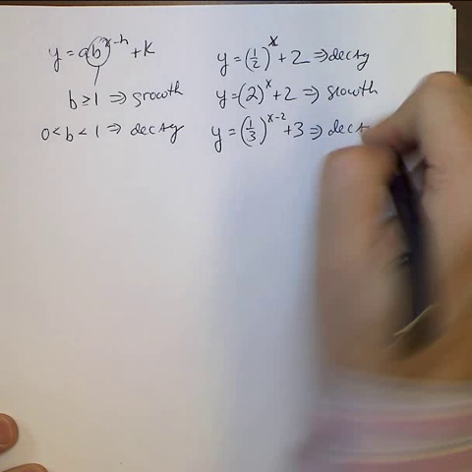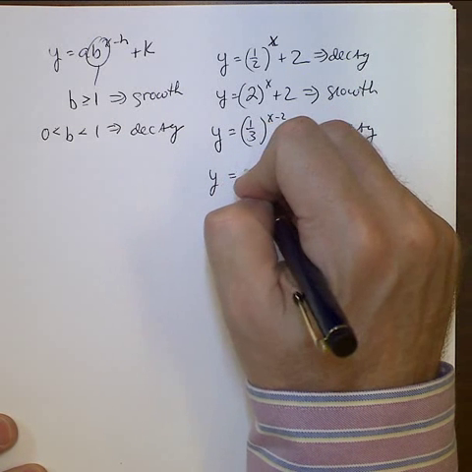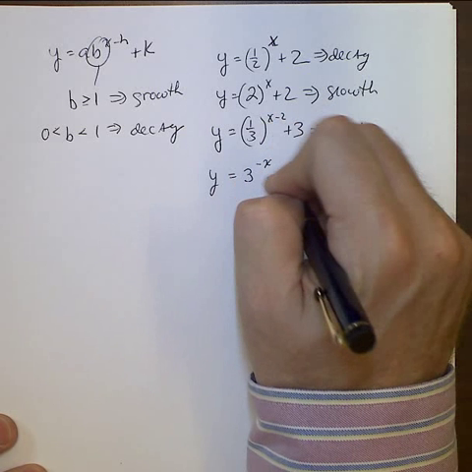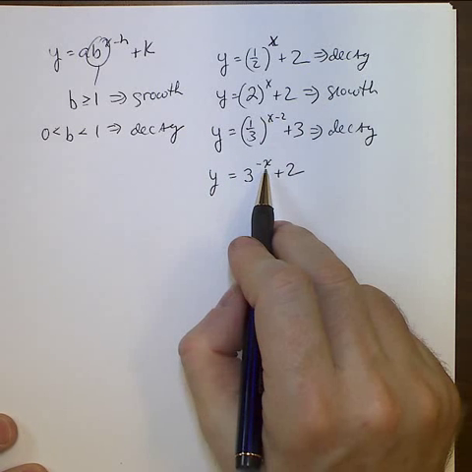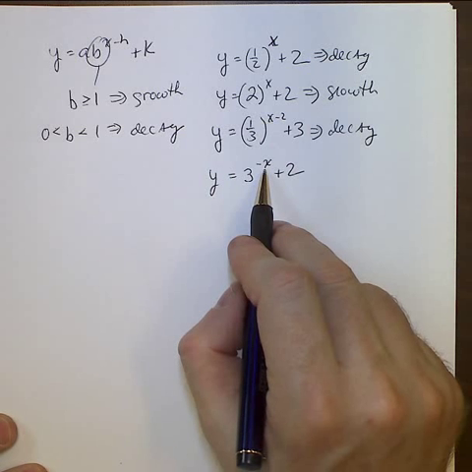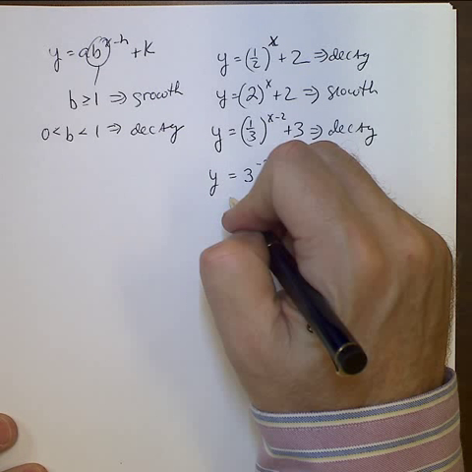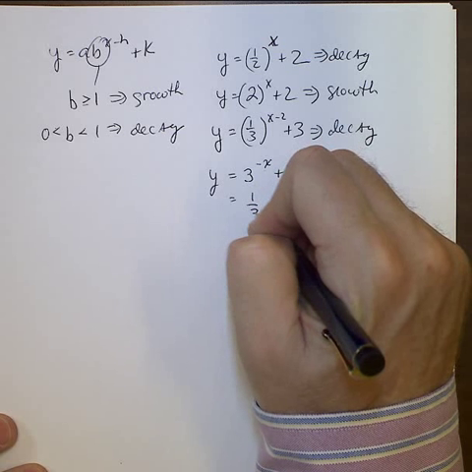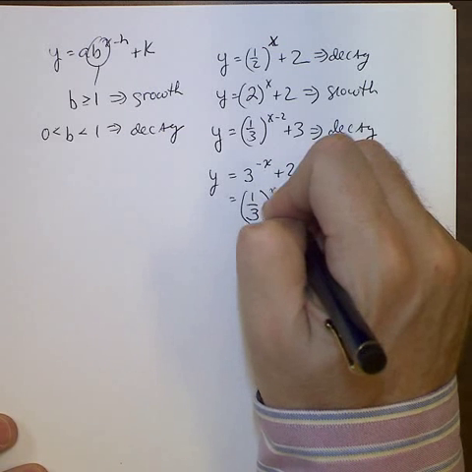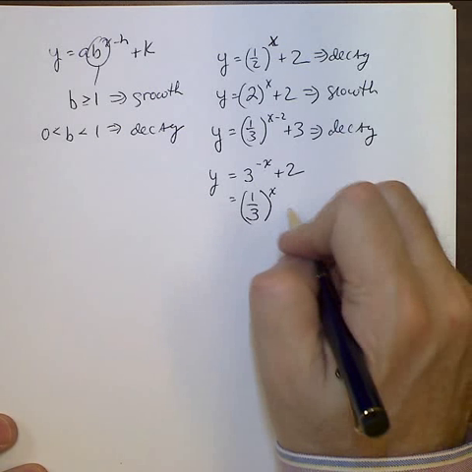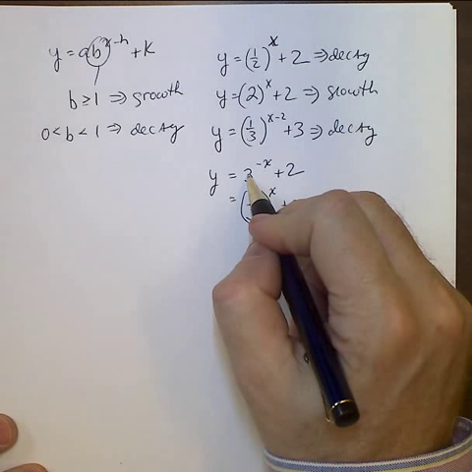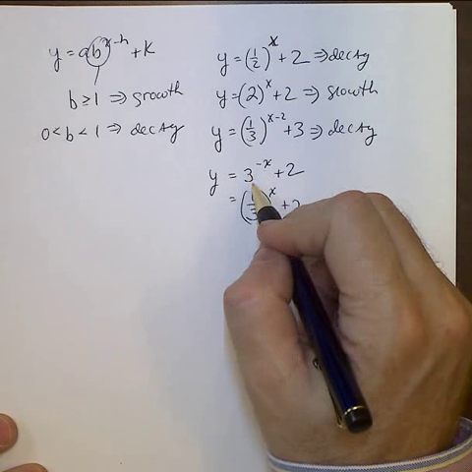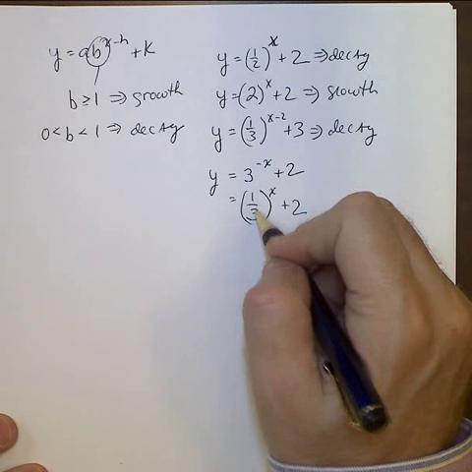The trick will be if I give you something like this. There's a negative exponent here. You cannot answer the question with a negative exponent there. You need to rewrite it by flipping the 3 to 1/3 and making it the positive x. Even though in this problem 3 is greater than 1 and you might automatically think this is growth, no, we need to clear the negative exponent, which turns this 3 into 1/3.